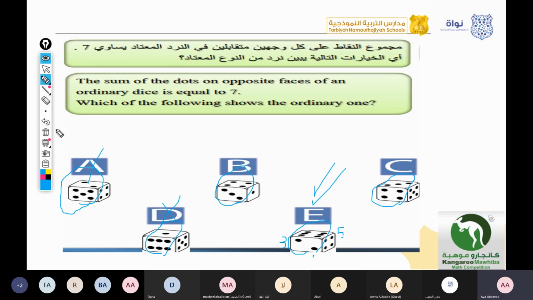Any questions? Does anyone have a question about this? Do all of you understand? Any questions? No mistake. Okay, if anyone has a question, you can also write in the chat box if you cannot say it. Okay. Now the next question.